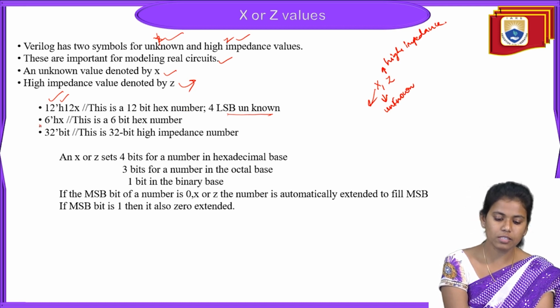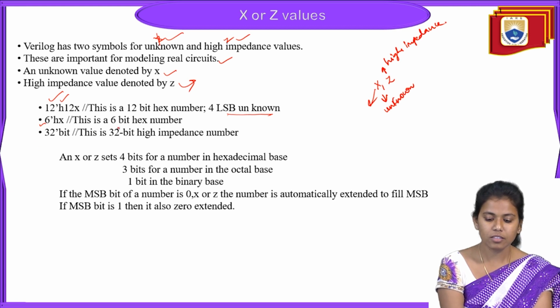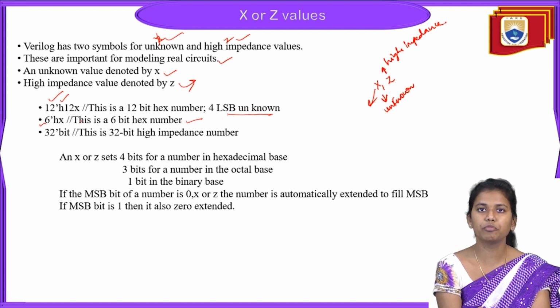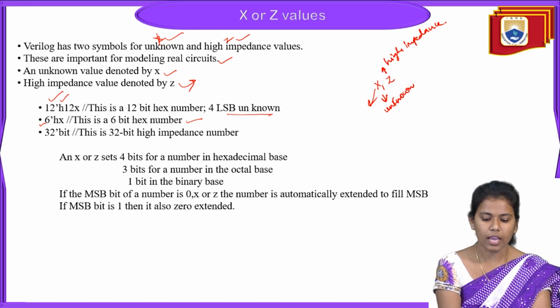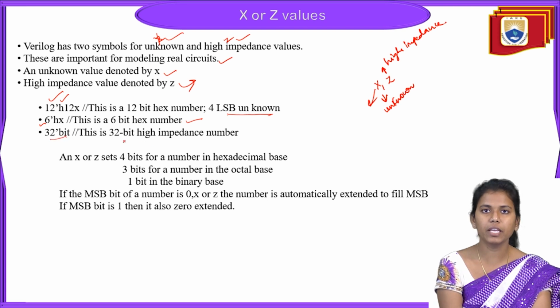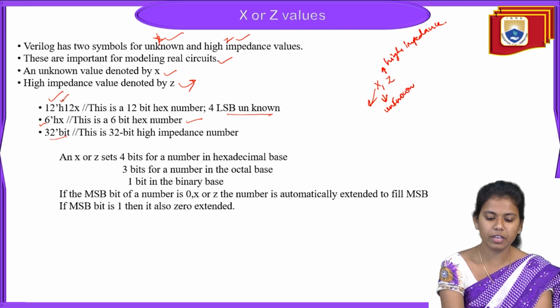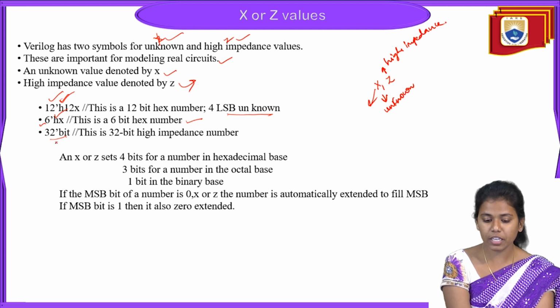Well, coming to the 6 hexadecimal, this is a 6-bit hexa number, whereas in the previous one, you see the 4 least significant bits. And coming to the 32-bit, it is simply a 32-bit high impedance number. So there is no representation. Here we are represented with hexa, here also we are represented with hexadecimal. But here, nowhere are we representing with hexadecimal or binary or octal.